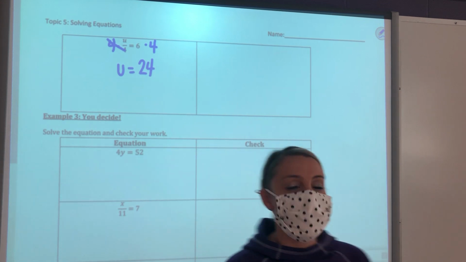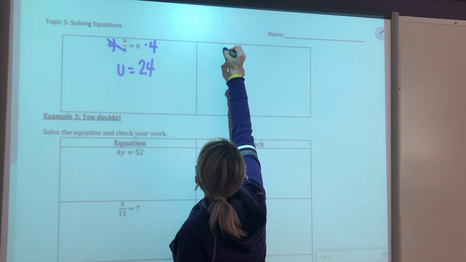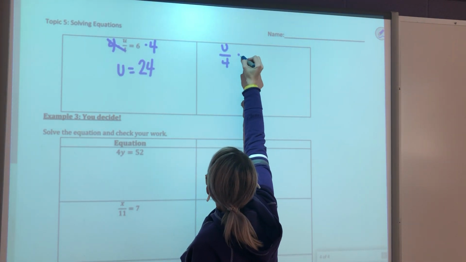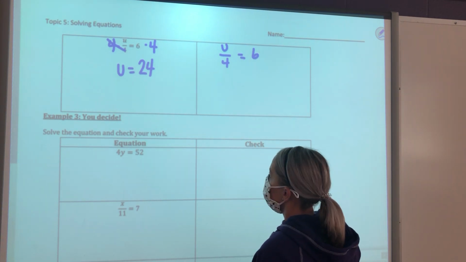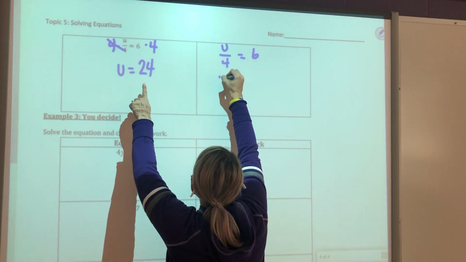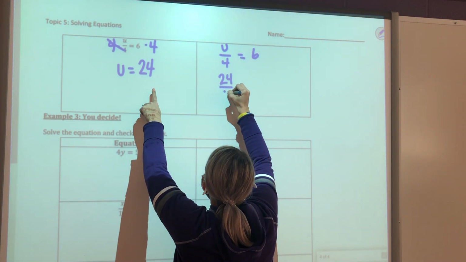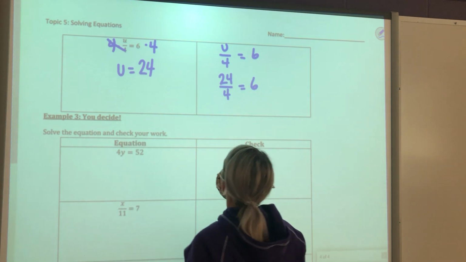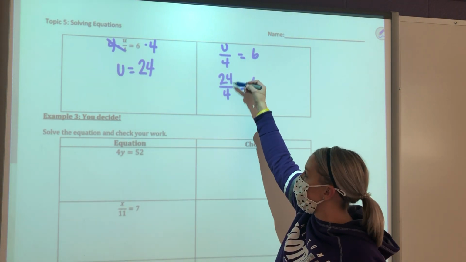Okay. So again, rewrite it. u over 4 equals 6. Okay. Plug in. 24 over 4 equals 6. Okay, do the math. 24 divided by 4.